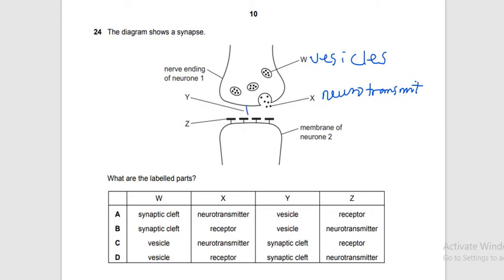Y will be the synaptic gap or cleft. Z will be receptors. So W, vesicles, X, neurotransmitters, Y, synaptic gap or cleft, then the answer is C.